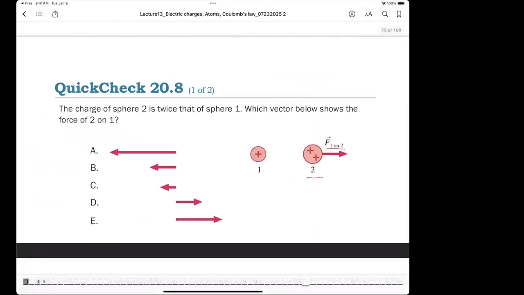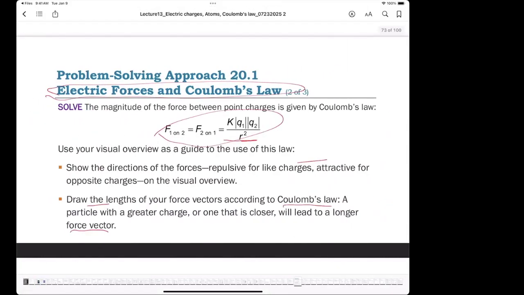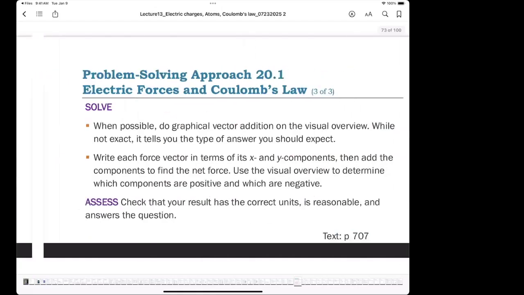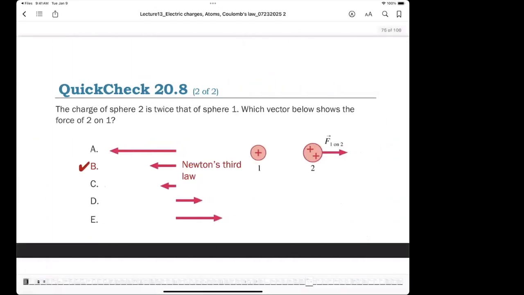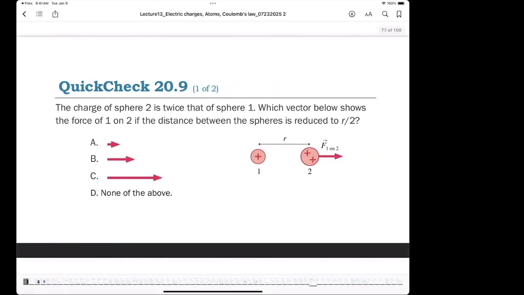Actually, if we review these equations, you can see the force of 1 on 2 equals the force of 2 on 1, just in a different direction. So which one is the right answer? The value should be the same, but the direction is different. Does it make sense to you? You can also use Newton's third law to resolve this question. Okay.